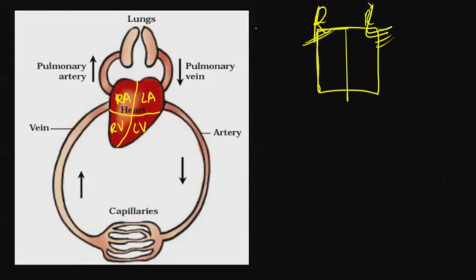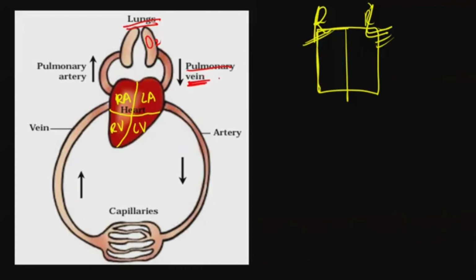Okay. Now these are my lungs. First of all, my lungs get some oxygen-rich blood. When I inhale, I get some oxygen-rich blood. Now this, I want to transport it to the heart. How will I do this? Through a pulmonary vein. Now why vein? Because the vein is going to bring blood towards the heart.